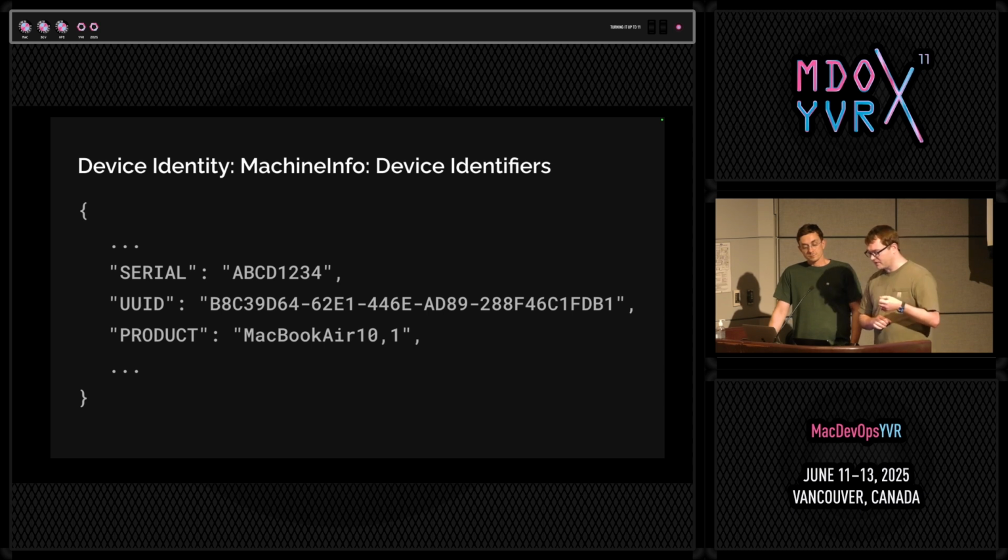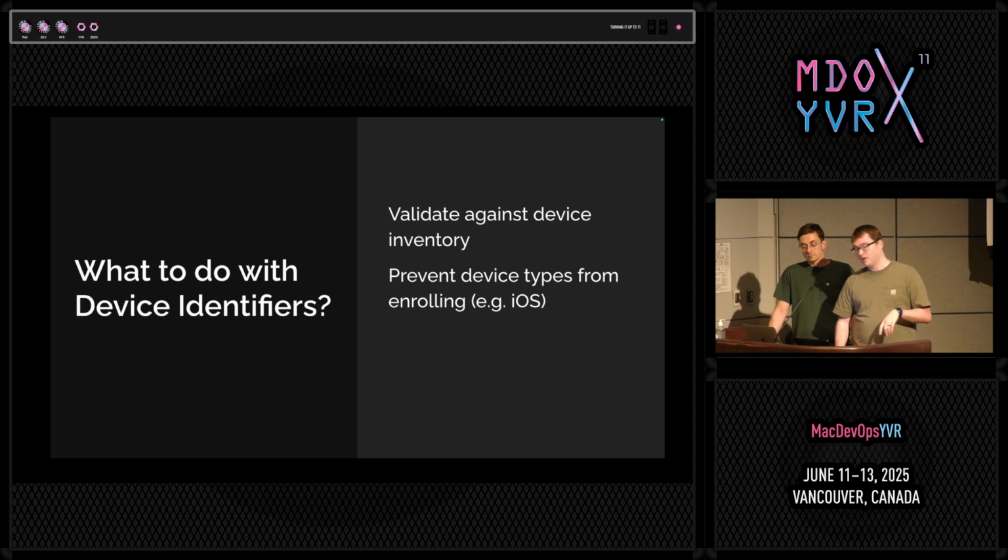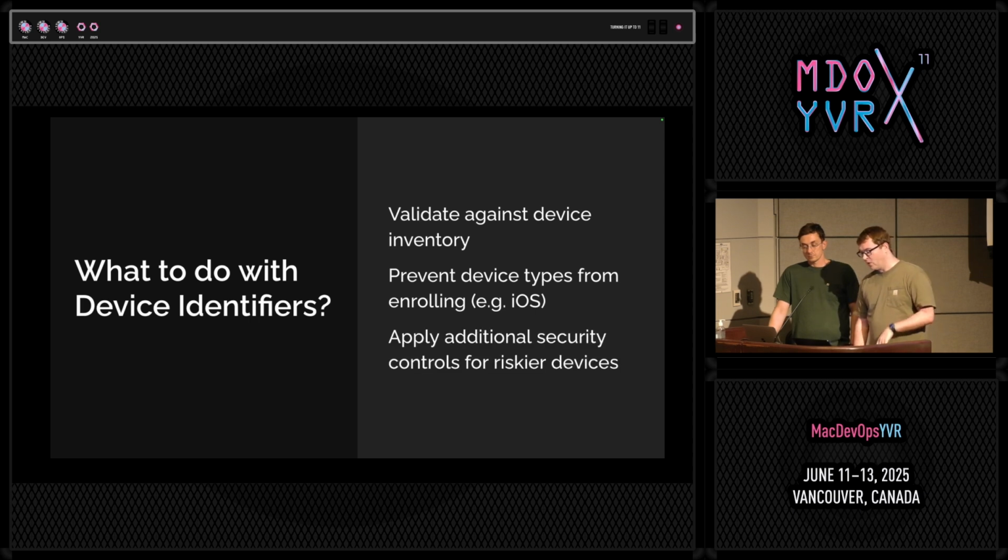So what do we get in the machine info? There's some device identifiers, so you can get the serial number, the UDID, the product. And what can we do with those? You can check if that device is in your inventory. You can not allow certain types of devices. Maybe you don't want Vision OS devices enrolling in your MDM. You can stop that from happening. Or maybe you want to apply additional security controls. Maybe a certain set of your inventory is in a risky location, and so you turn up the dial to 11 on your security checks there.